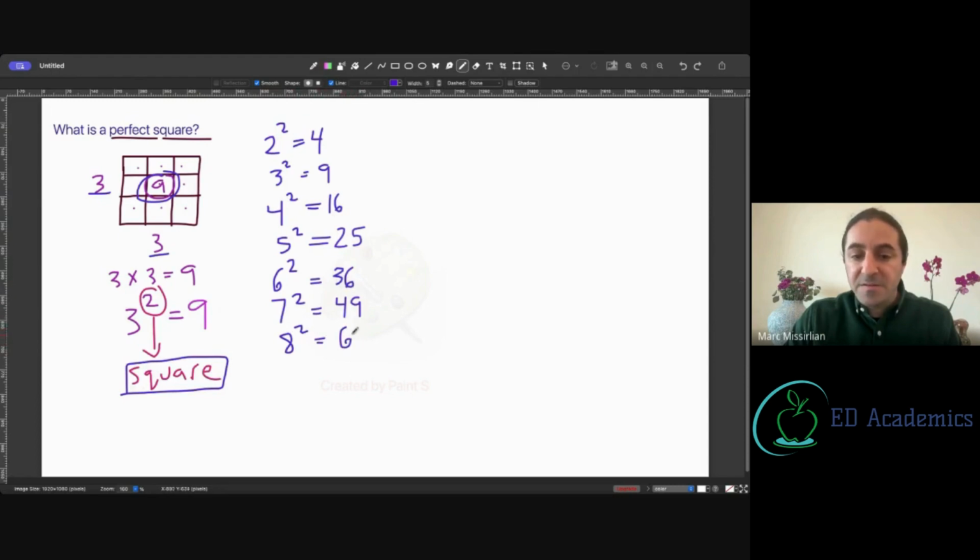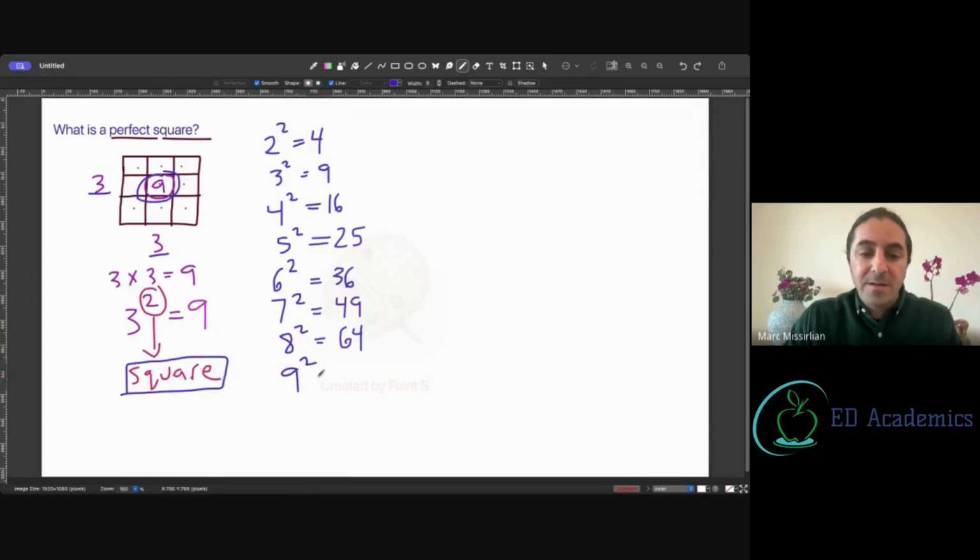Nintendo 64. That was my favorite growing up. You know, with that controller, it looked kind of like this. Had the C-pad and stuff. That was bad. Anyway, 8 squared, 64.